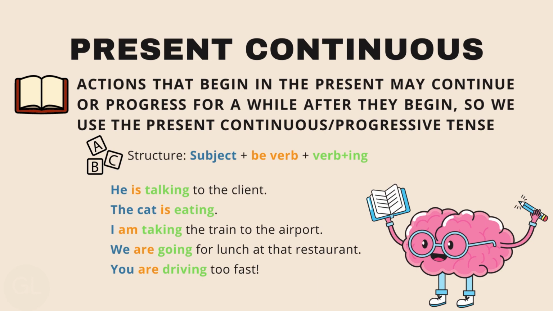Take a look at the examples as well. He is talking to the client. The cat is eating. I am taking the train to the airport. We are going for lunch at that restaurant. You are driving too fast.